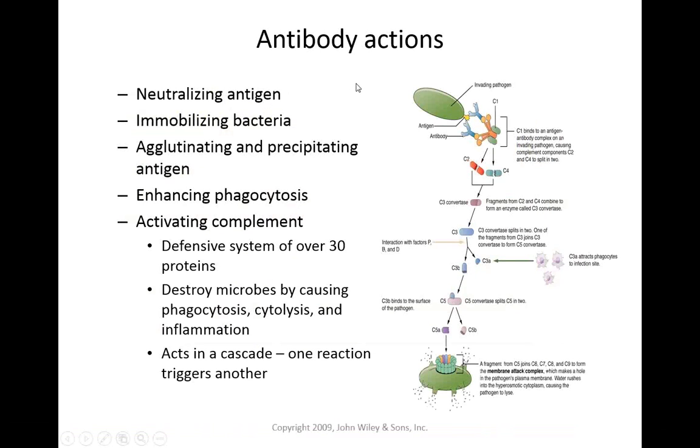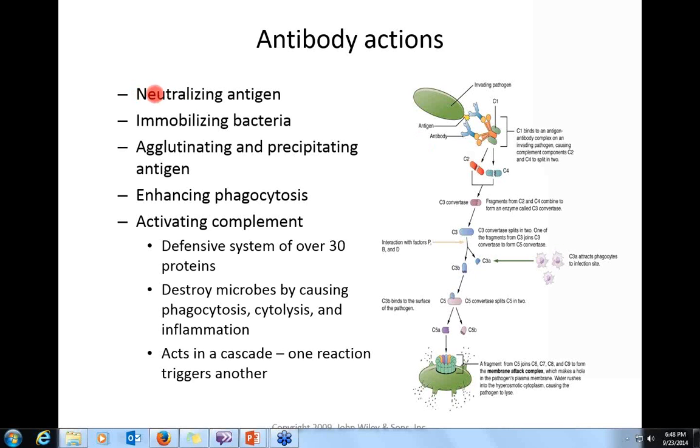Okay, how do antibodies protect against pathogens? Well, one, let me get my handy dandy spotlight here. They can neutralize antigens. They can immobilize bacteria. Agglutination and precipitation. You saw that when we did blood typing. They ball up and they can't do anything. They can enhance phagocytosis. And then they can activate the complement system.